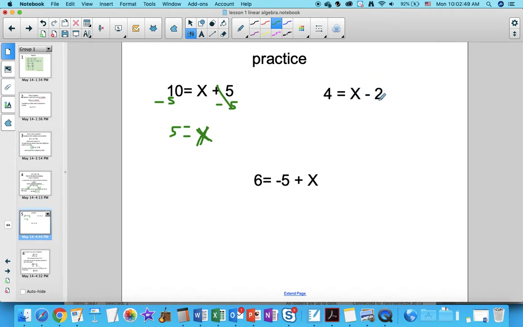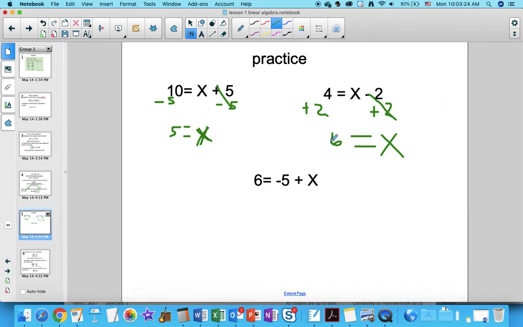So if I'm taking away 2, the opposite of taking away 2 is adding 2. Oops, that looks like a 3. That's a 2. Let me fix that. A 2, right? Minus 2 plus 2 is 0, so they cancel out. But whatever I do to one side, I have to do to the other side. So I add 2 to this side, because I added 2 here. So 4 plus 2 is 6, right? x equals 6, or 6 equals x.